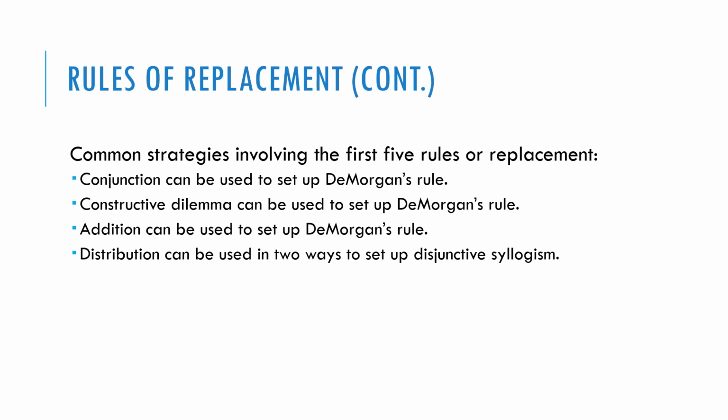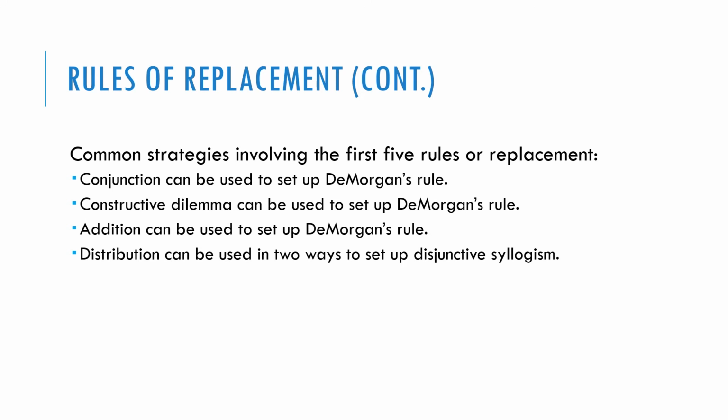Now, when it comes to these first 5 rules, some common strategies might be that conjunctions can be used to set up De Morgan's rule. Similarly, constructive dilemmas can be used to set up De Morgan's rule. Addition can also be used to set up De Morgan's rule. And note that distribution can be used in 2 ways to set up a disjunctive syllogism. So all you need to do is go back and look at De Morgan's rule or the disjunctive syllogism to see how these constructive dilemmas, additions, and conjunctions all apply to the same rule.